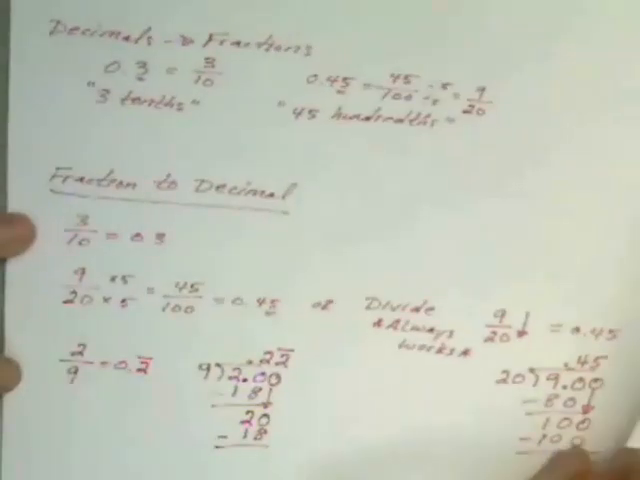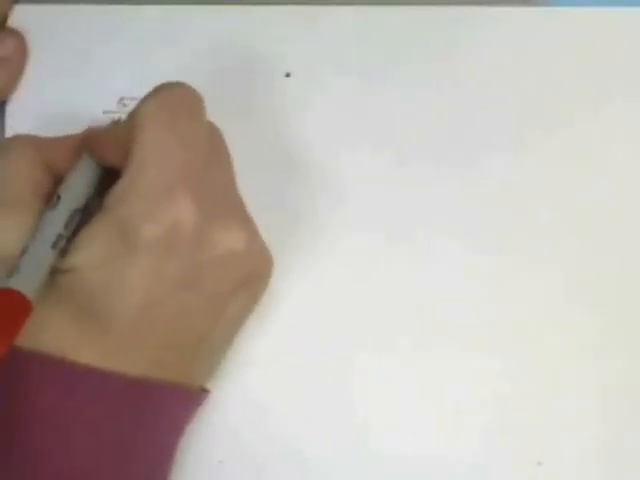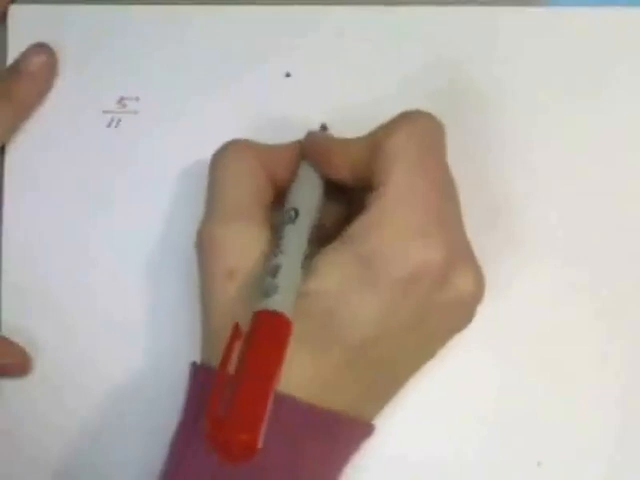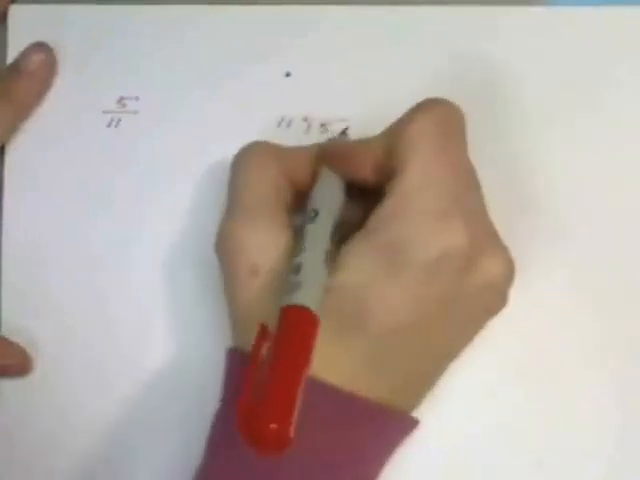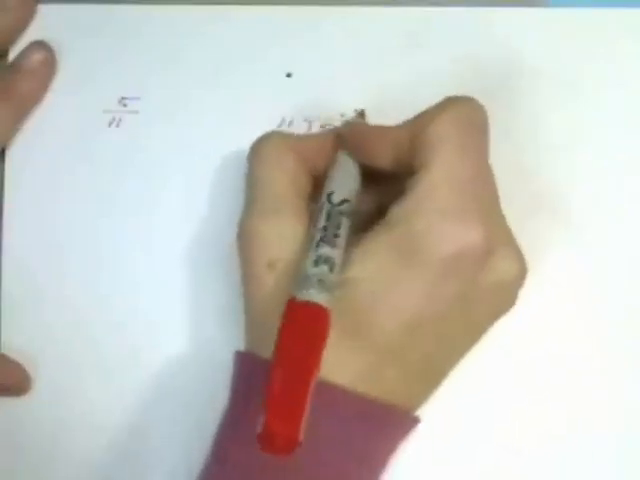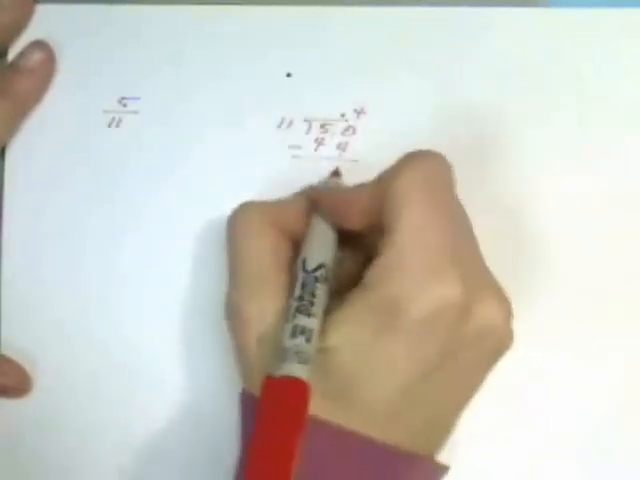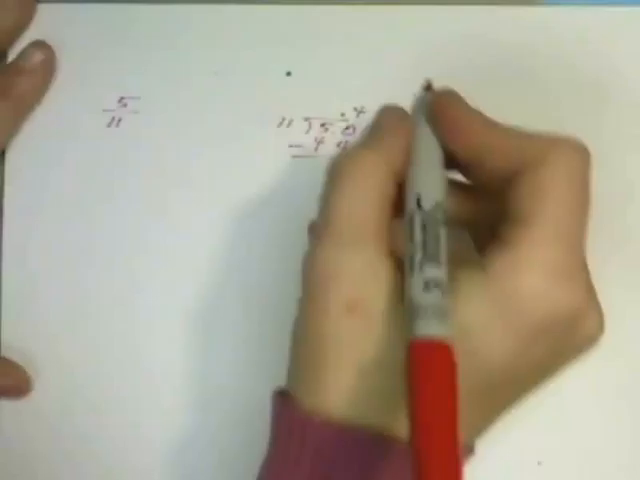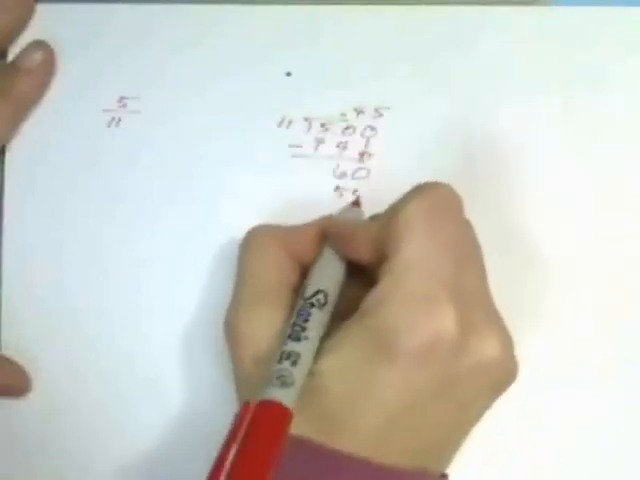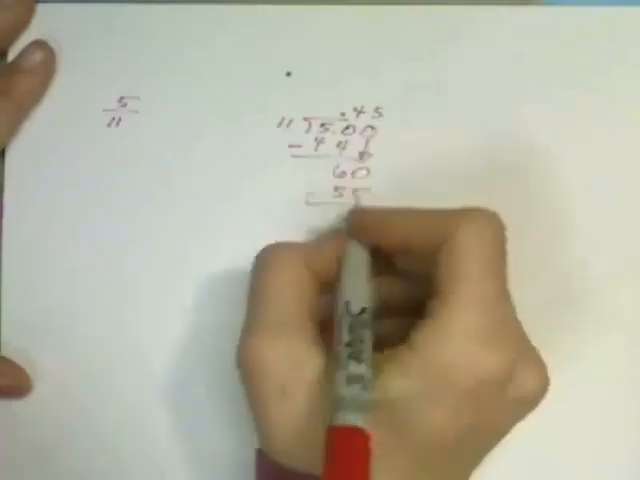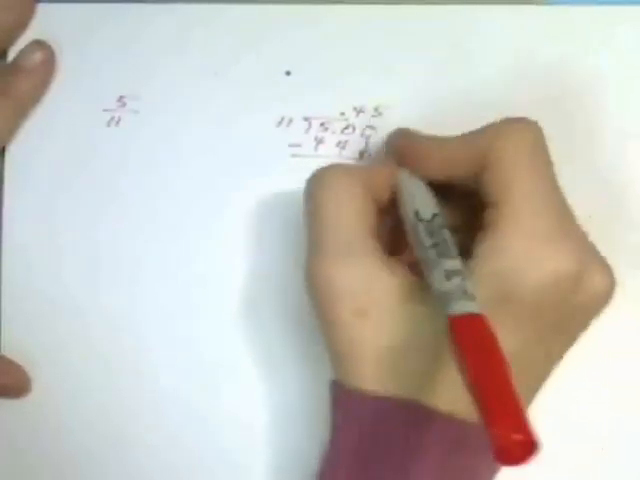Another similar example, 5/11. With this, I'm going to practice my long division one more time. Add my decimal and my 0. 11 goes in 4 times, giving me 44. And I subtract. I get 60 after bringing down that 0. 11 goes into 60 5 times. It gives me a 55. Again, when I subtract here, I'm going to get 5. Add a 0 and bring it down.